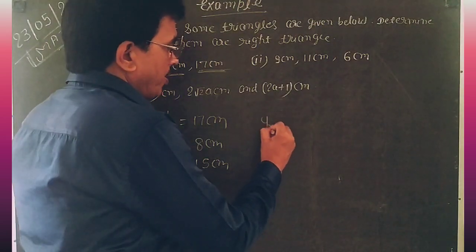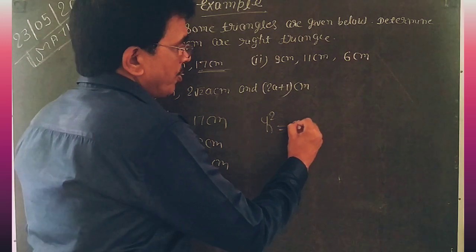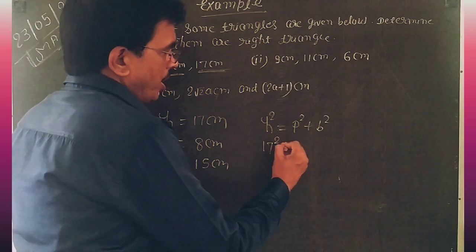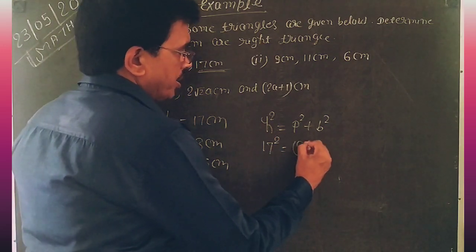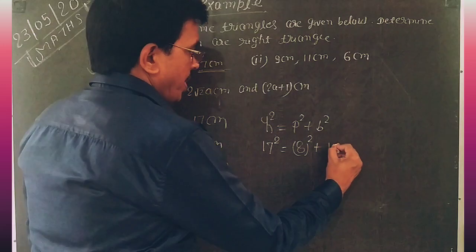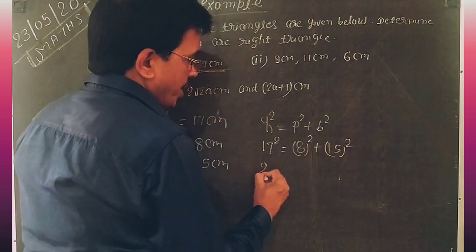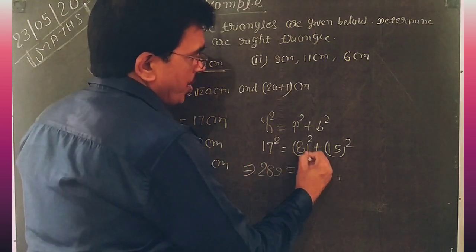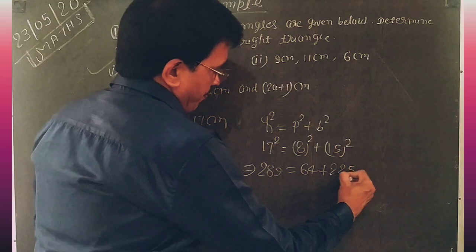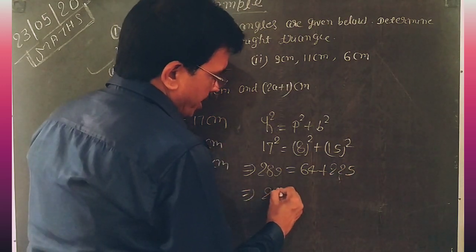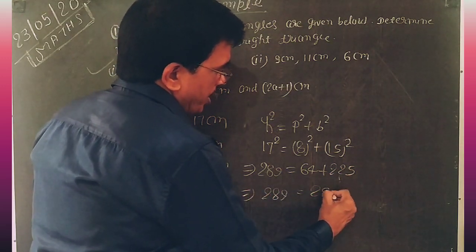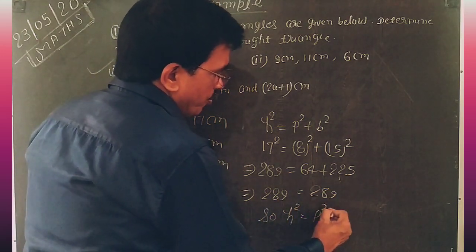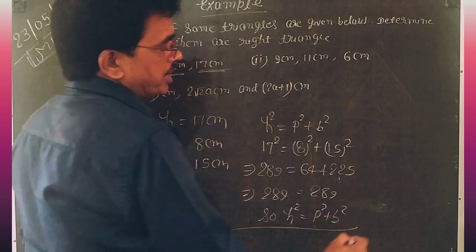Now according to Pythagoras theorem, h square is equal to p square plus b square. Then what is h square? 17 square is equal to 8 square plus 15 square. 17 squared is 289. 8 squared is 64. 15 squared is 225. When you add, you get 289 here and 289 on the other side, so it is clear h square is equal to p square plus b square. Then it is a right angle triangle.